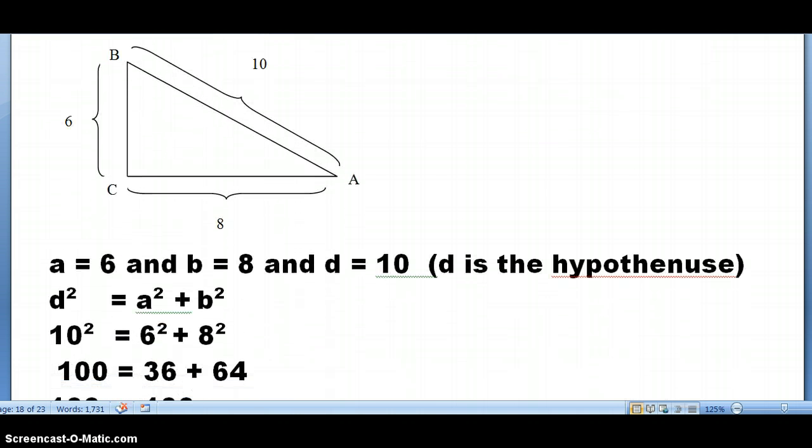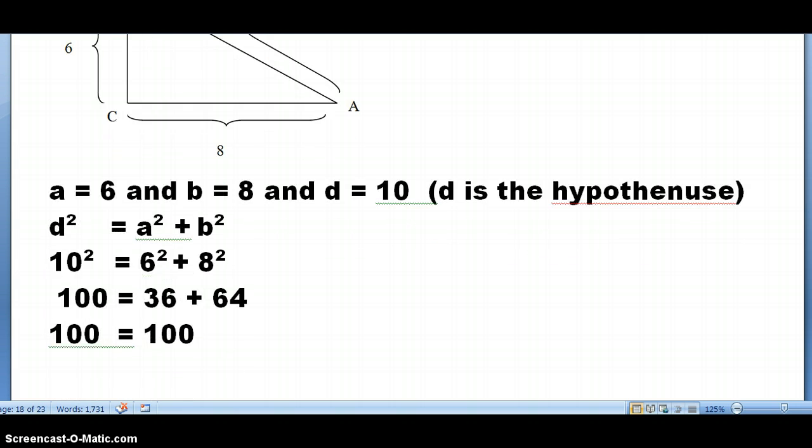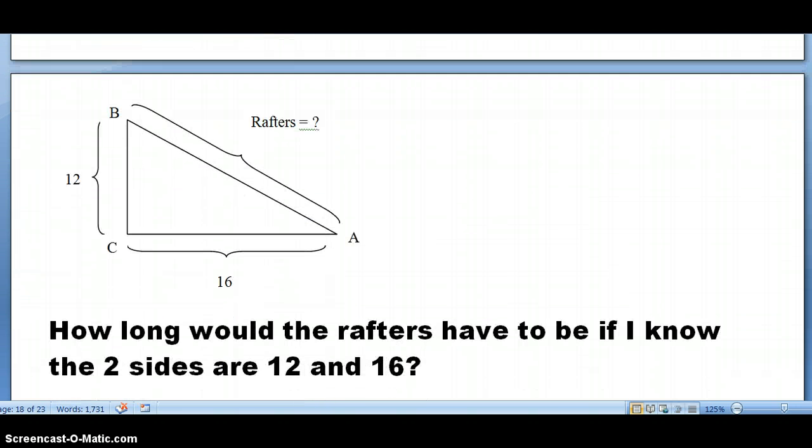Let's try another one. Let's try 6, 8, and 10. So 10 squared for the hypotenuse is 100, 6 squared is 36, 8 squared is 64, so again 100 is equal to 100. This won't be the case with all numbers that you pick. This just happens to work for these very specific examples. Let's try another one and see if you can figure this one out.